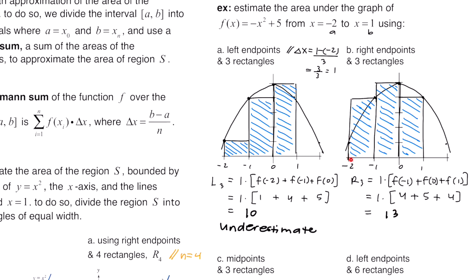And again, we're going from -2 to 1, so it's the area under the curve. You can see that it's missing this much, but then we have added that much, and then you have all of this excess. So this would be an overestimate. All right, there you go.